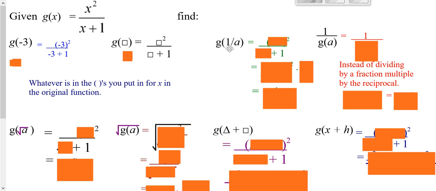Here we're going ahead and plugging in 1 over a. So we need to have our input squared over our input plus 1. Input squared, our input was 1 over a. Plug in 1 over a also here. Now all we have to do is simplify this because we happen to have fractions within a big fraction.